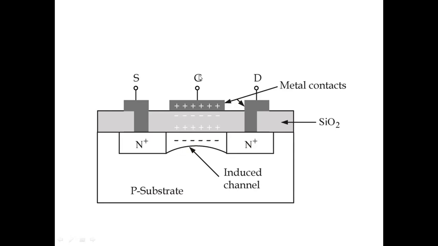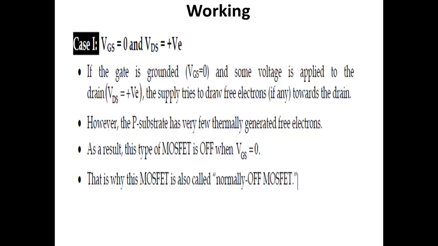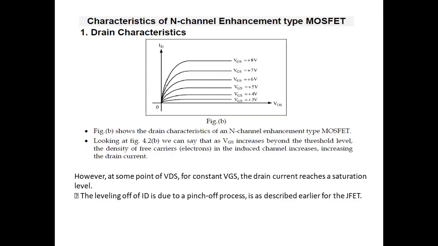If we further increase the gate to source voltage, that is, increase the positive gate voltage, that increases the ID value. So we see in the characteristics. The drain characteristics is shown in the figure. This is the drain characteristics.